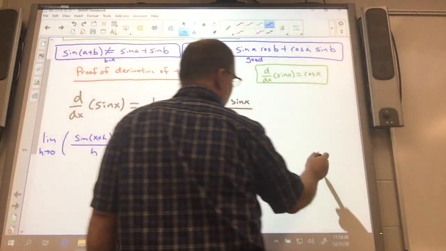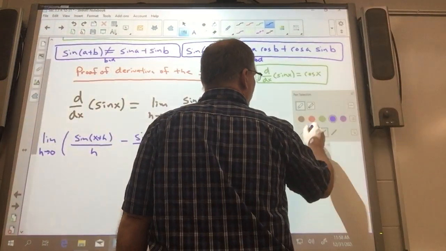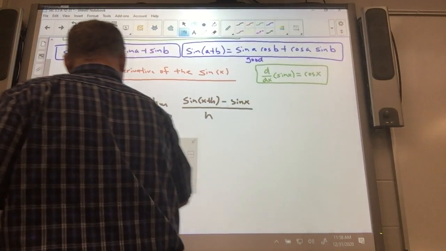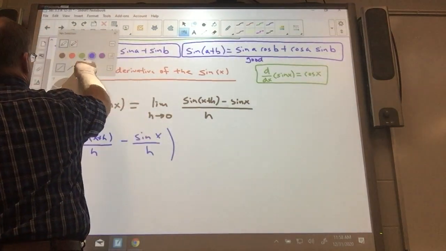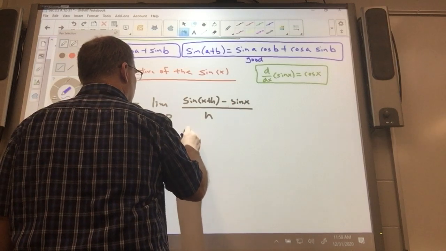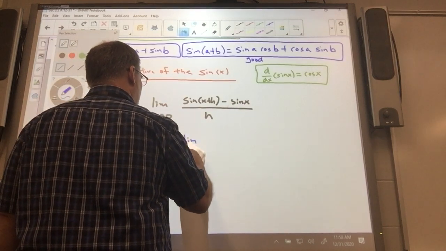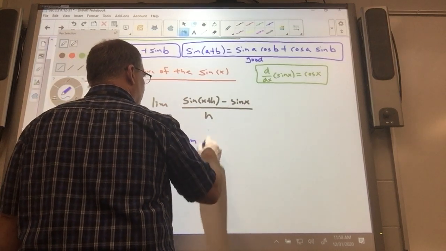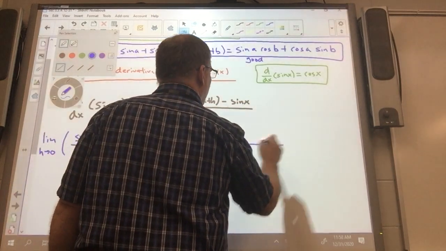We'll see what happens, okay? So now, next step here, I'm going to go through and say, okay, it's live television. I'm going to go through and use this to expand. So this is going to be equal to the limit as h approaches 0, and now I'm going to expand out my first fraction.